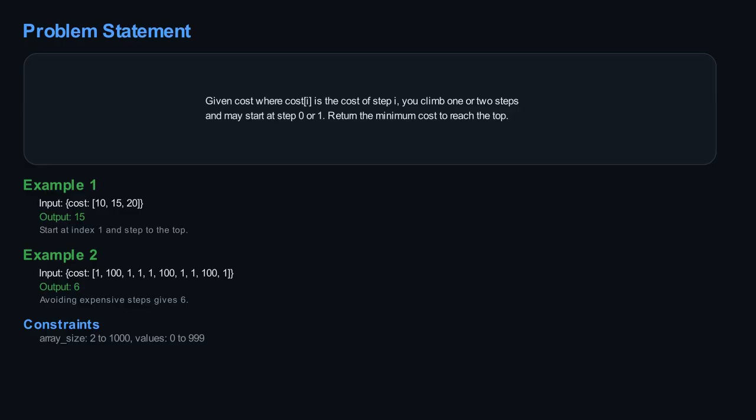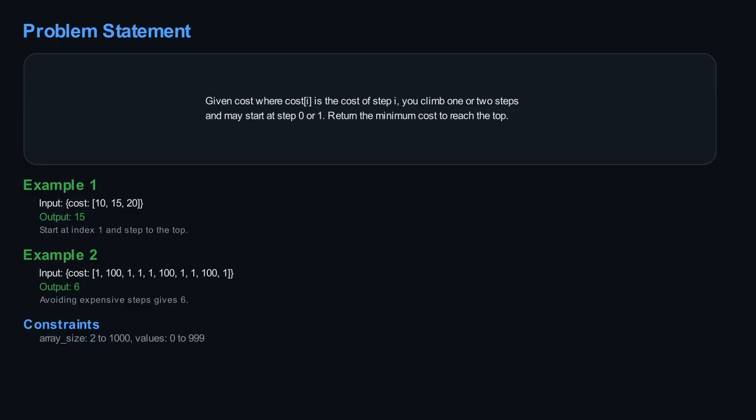Let's consider an example. Suppose we have an array of costs, 10, 15, 20. We can start at the first step, which has a cost of 10, and then climb one step to the second step, which has a cost of 15. From there, we can climb one step to the third step, which has a cost of 20. The total cost would be 10 plus 15 plus 20 equals 45.